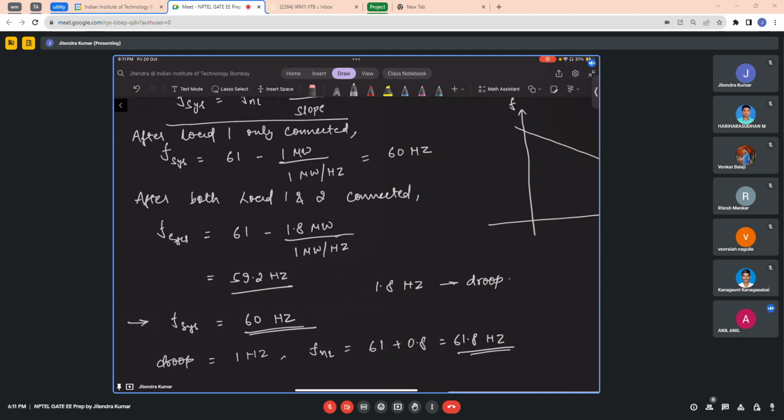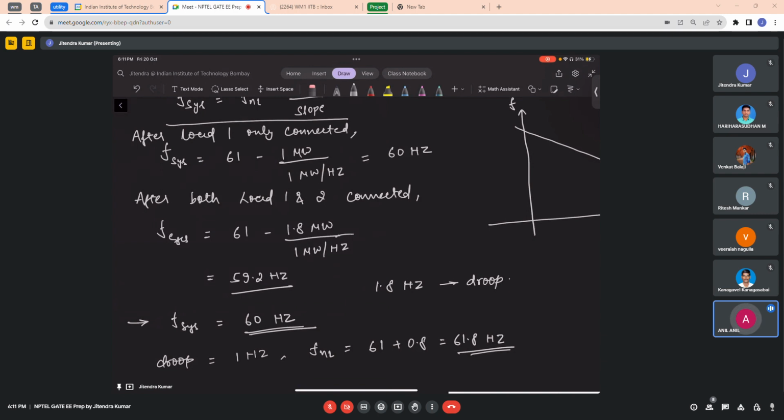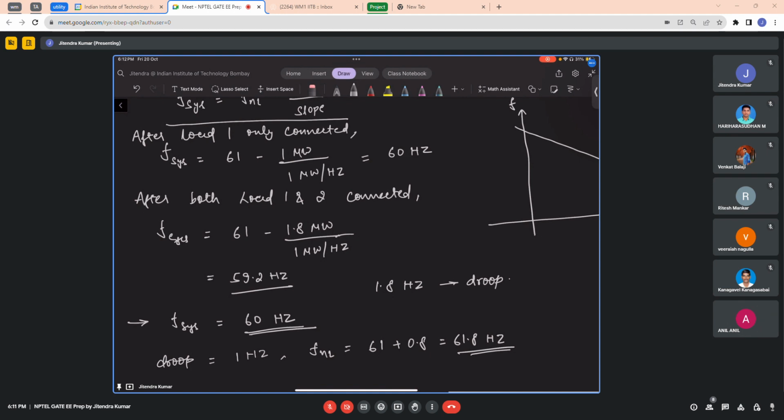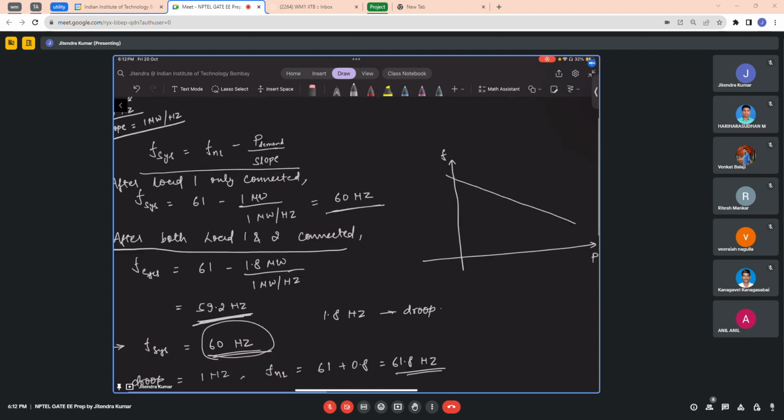Okay, any doubt, any final doubt in this particular problem? Sir, yeah, we connect first load, then frequency is 59.2, and we connect both the loads, then 61.8. No, see, when I connected first load, then the frequency of the system dropped to 60 hertz, right? From 61 to 60 here. After I connected both the loads, then it drops to 59.2 hertz. But I want to operate it at 60 hertz. So what should I do? I should increase the system or generator frequency by 0.8 hertz, right? Yes, sir. So that's what it does. Okay. Any final doubt in this?